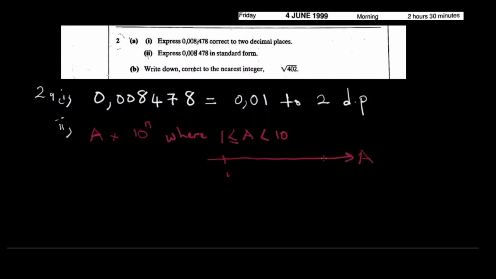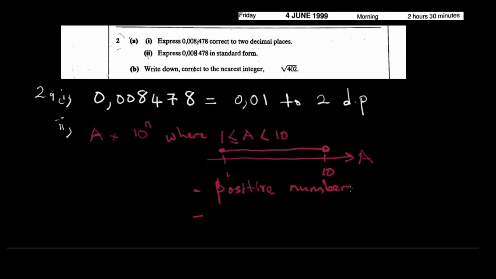A, 1, 10. So 1 is included. A can be 1, but here it's a hollow circle because 10 is not included. So A is a number between 1 and 10, including 1, excluding 10. So firstly, A is a positive number because we do not have negative numbers in this range.